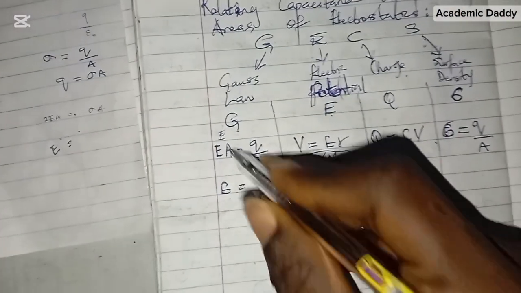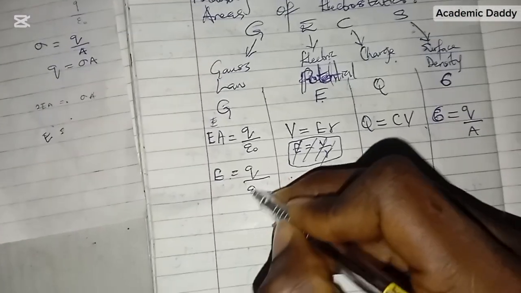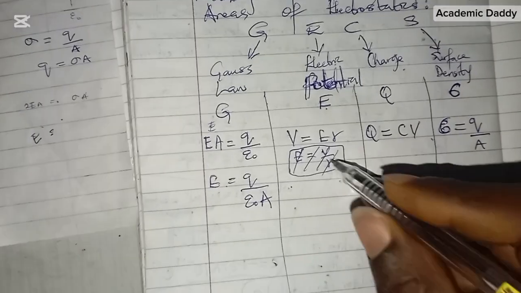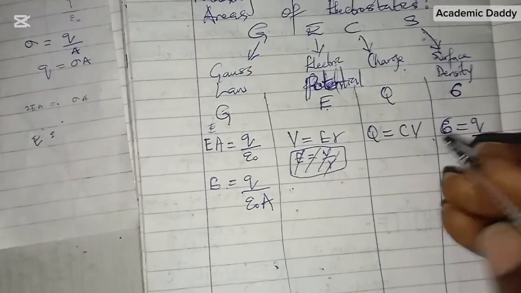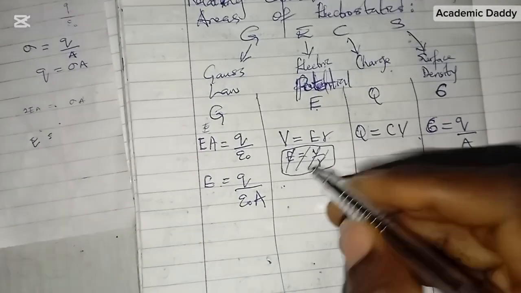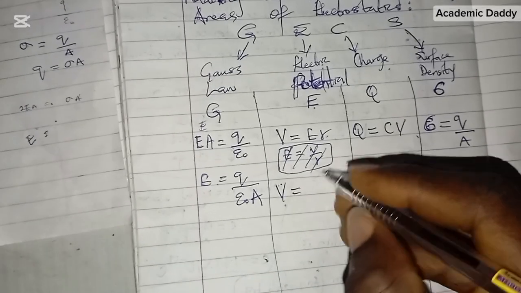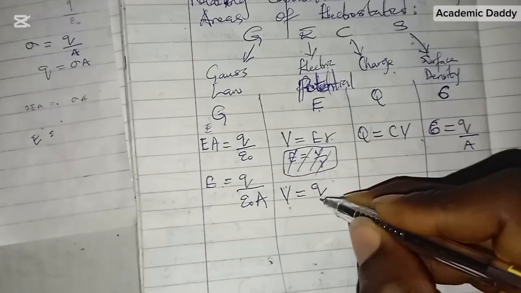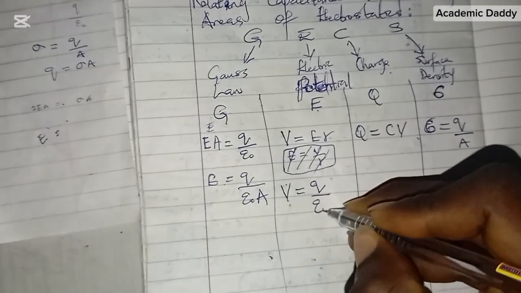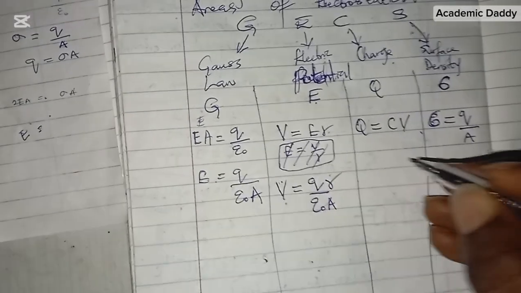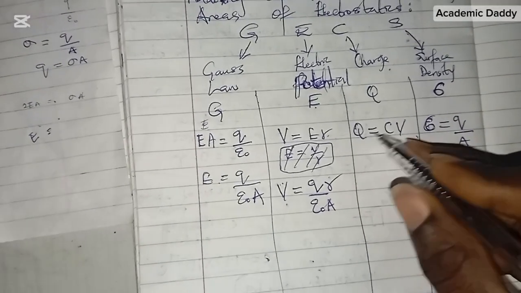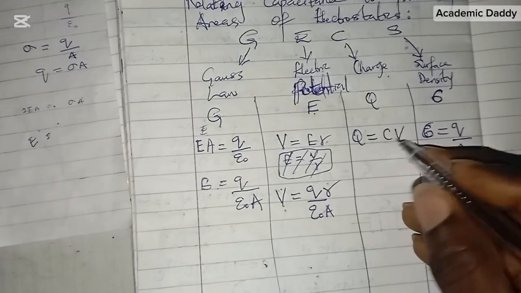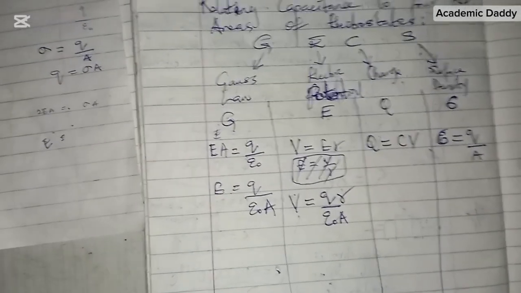Yes, E equals Q over E naught A. Then here, I have V. Since V equals ER, that means V equals Q over E naught A, then times R. Since I have Q here, it's now up to me.